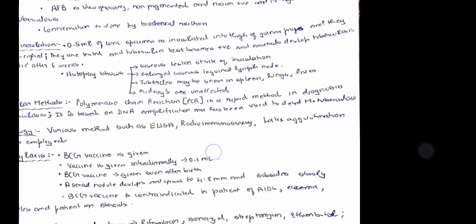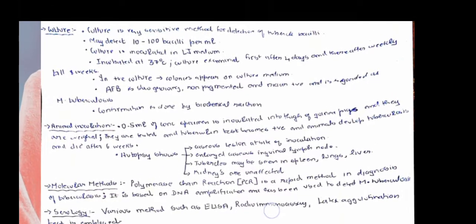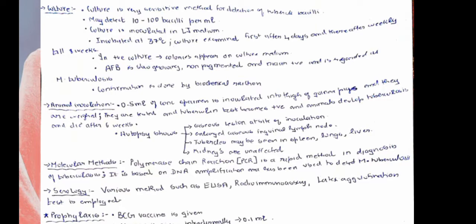Coming to the last page of Mycobacterium tuberculosis, some of the culture methods. The culture is a very sensitive method for the detection of this tubercle bacilli, and it may detect approximately 10 to 100 bacilli per ml. The culture is inoculated in the LJ medium, that is the Lowenstein-Jensen medium. It is incubated at 37 degrees Celsius, and the culture is examined first after 4 days and thereafter weekly till 8 weeks. In a positive culture, the colonies appear on the culture medium, and the AFB is slow growing, non-pigmented and niacin positive, and it is regarded as Mycobacterium tuberculosis.